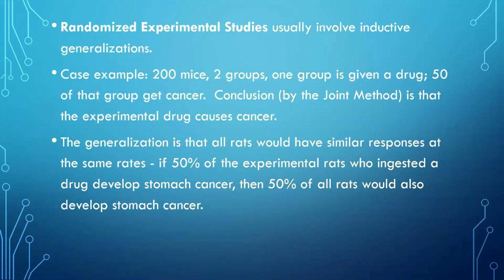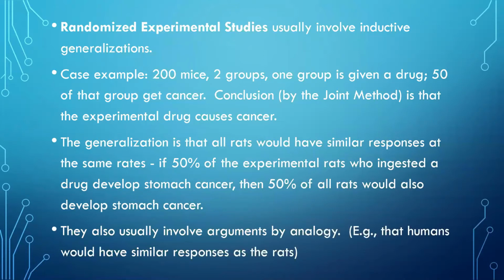Now, typically, we're not that concerned about cancer in rats, so these usually involve arguments by analogy. What we're more interested in is what might cause cancer in a human. So we have to do an analogy, and assume humans would have similar responses as the rats did.